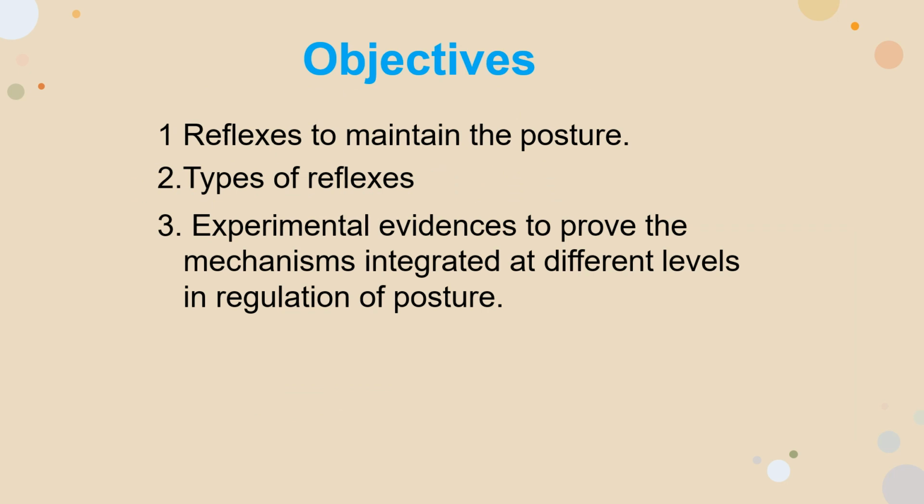In today's class we should know about the reflexes which are used to maintain the posture, the types of various reflexes, and then the experimental evidences to prove the mechanisms integrated at different levels in regulation of posture. Different levels means spinal cord level, brainstem level, midbrain level, thalamic level and cortical level.